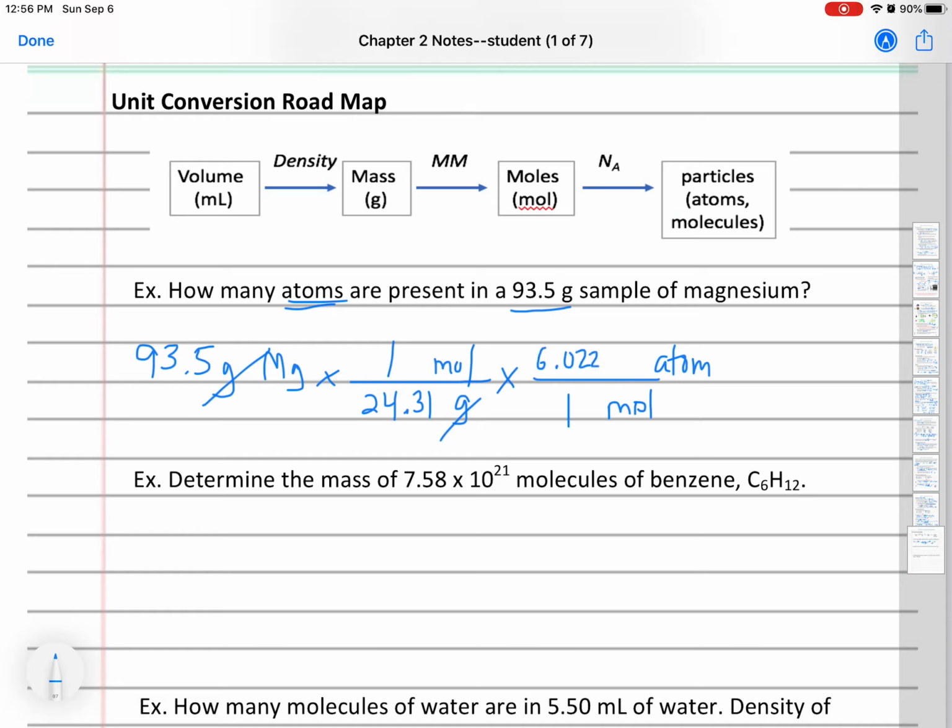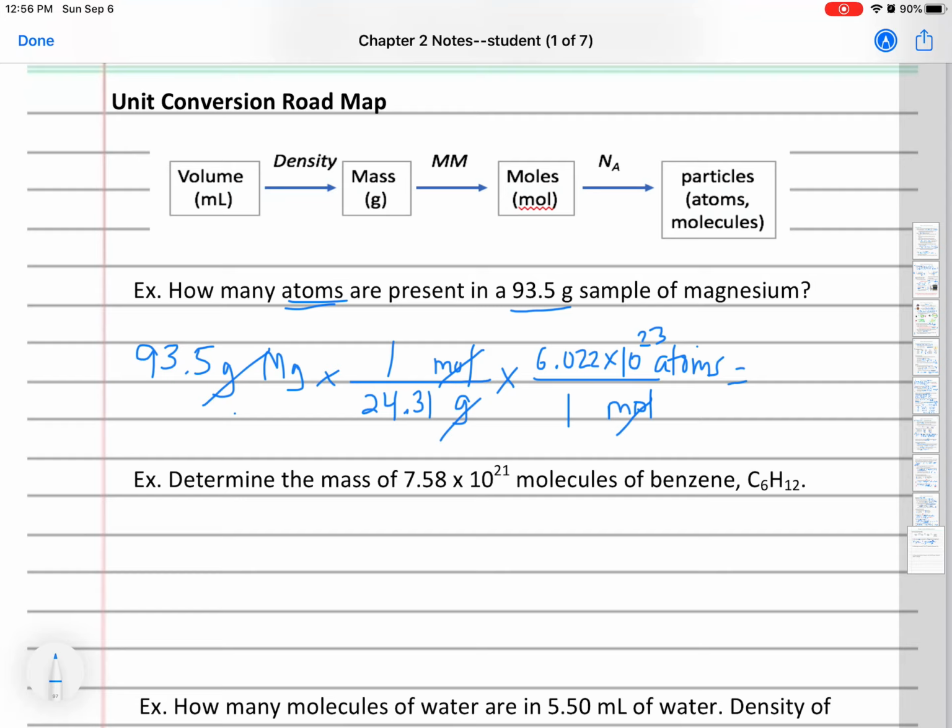1 mole is 6.022 times 10 to the 23rd atoms. All right, so now my moles cancel out, and I will have gone from grams to atoms. So now I just need to do the math.